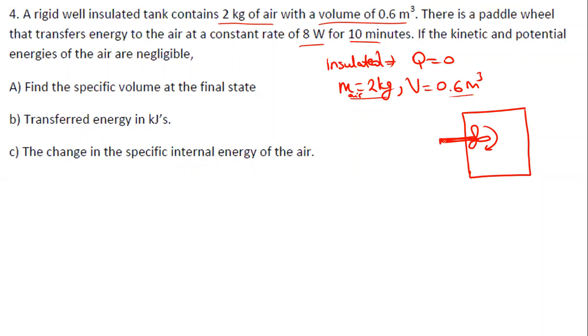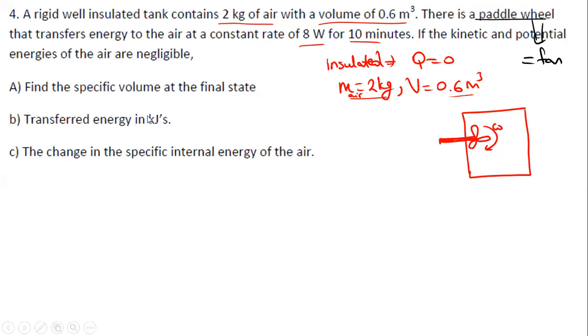This one rotates with some speed omega, and during that rotation, it gives some energy into the system. You can see it rotates. This is the shaft, and this one is the paddle wheel. You can say that a paddle wheel is like a fan. The blades of the fan rotate, with a power of 8 watts and for 10 minutes. If the kinetic and potential energies of the air are negligible, so do not consider the kinetic and potential energy, it says, then find the specific volume at the final state.